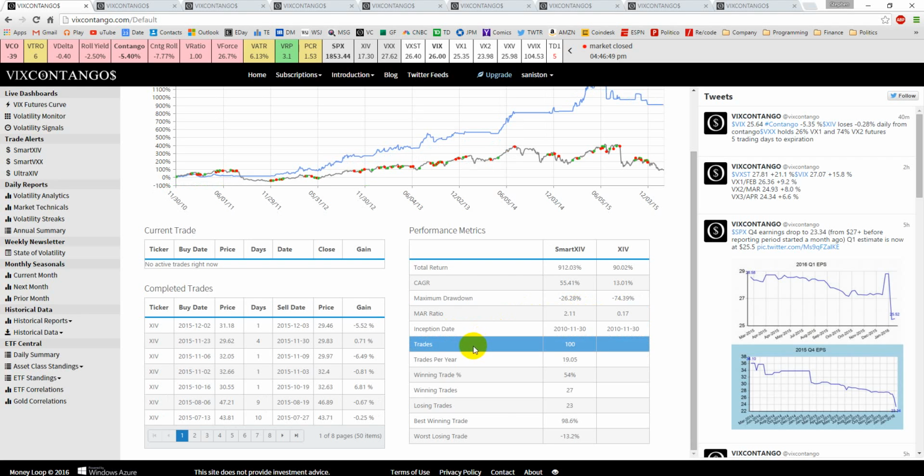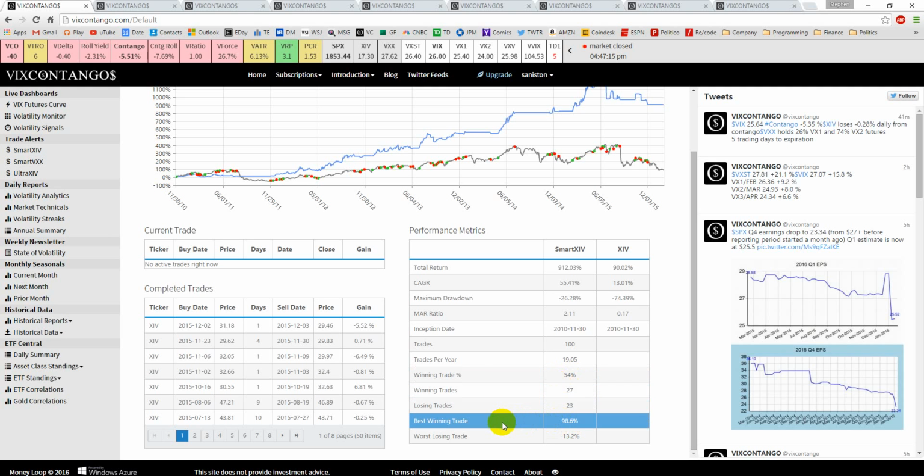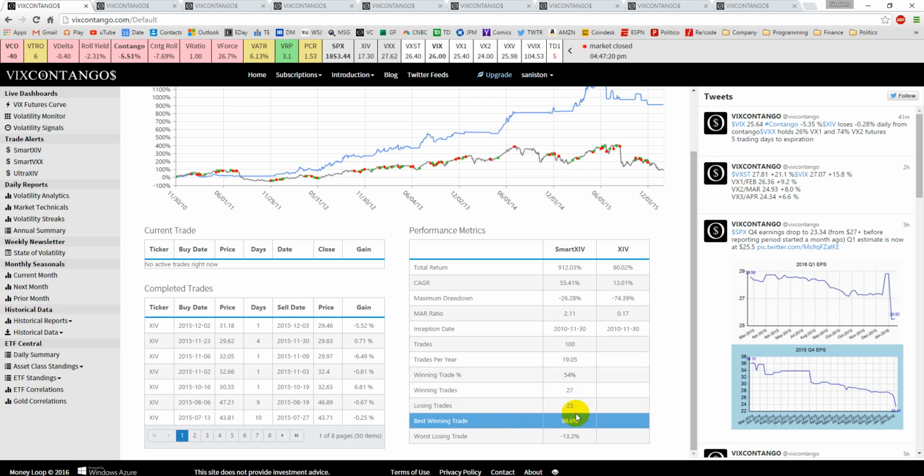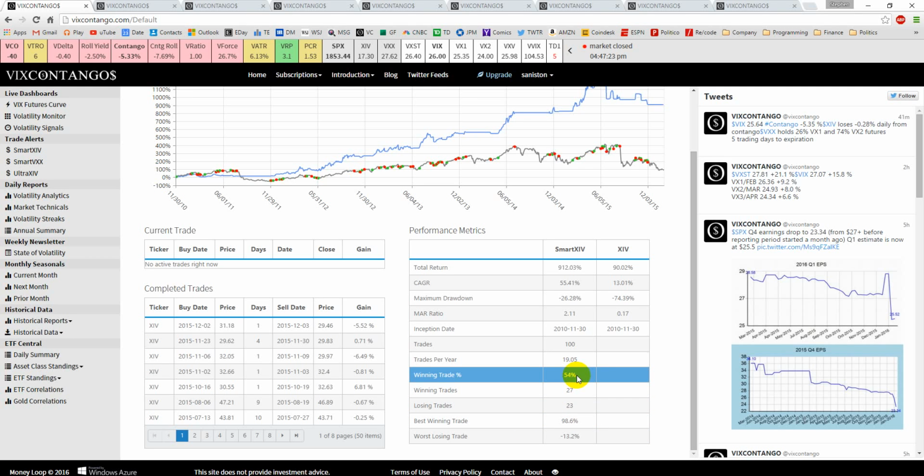Then you have the inception date, how many trades this strategy undertook, and how many trades per year. So this strategy makes about 19 trades per year in and out. How many of those trades were winning trades? In this case, the winning percentage is 54%, so there were 27 winning trades and 23 losing trades for 50 total round-trip trades. It also tells you what the best winning trade is and what the worst losing trade is.